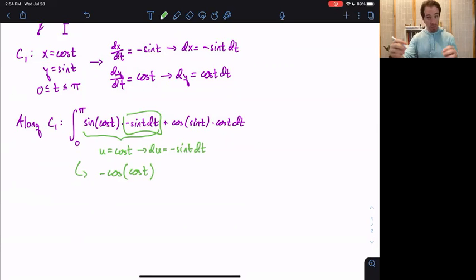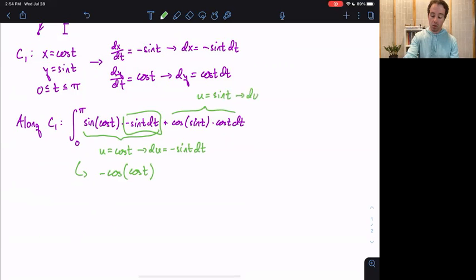And for the same reason, but in reverse, if you set u equal to sine of t, then du is going to be equal to cosine t dt, and that shows up right there. So this will contribute a sine of sine of t, and these are going to be evaluated at 0 and pi.